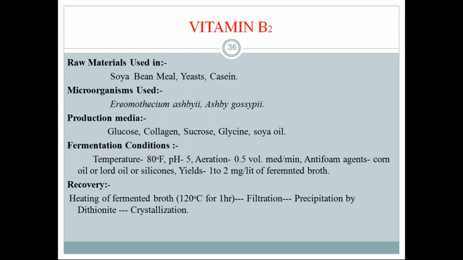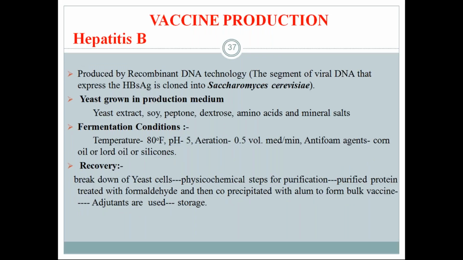The recovery is by heating of the fermented broth at 120 degrees Celsius for 1 hour. After that, we have to do filtration. Then with the filtrate, we have to do precipitation by using dithionite, and at last we have to do crystallization. Then note down the microorganisms used in the vitamin B2 production and the recovery process, that is precipitation by dithionite and crystallization.